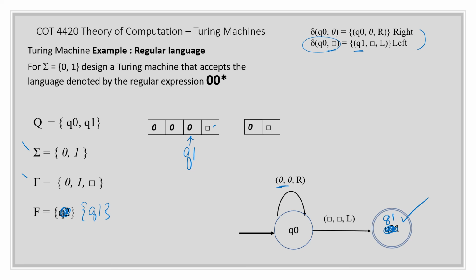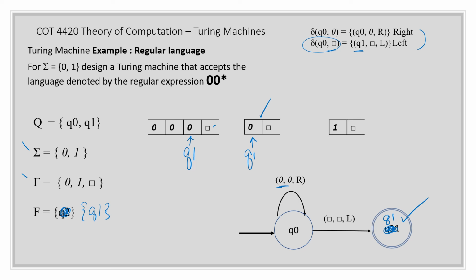Here's another string. We'll see if just one single 0 is accepted. Q0, 0, you move right. Q0. Okay, we have a blank. So we go to Q1 and we move left. And this is also accepted in the language.